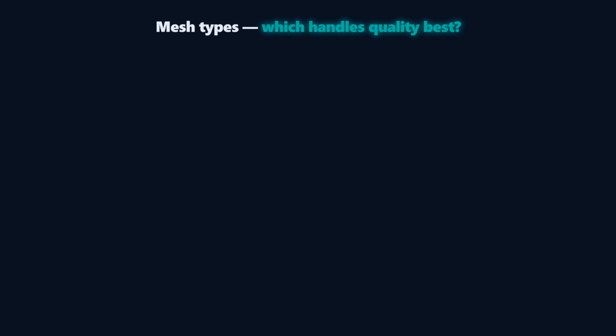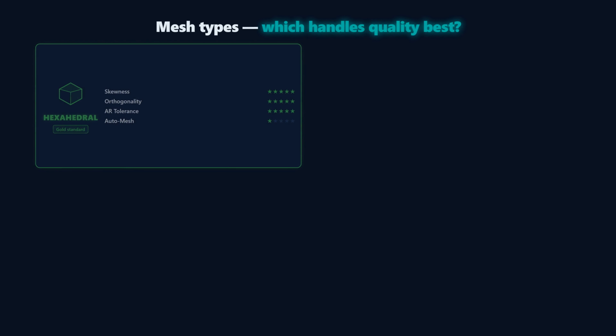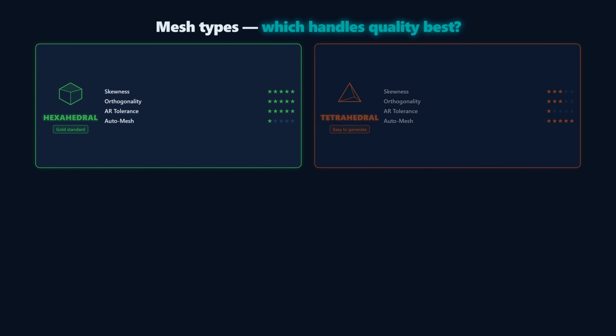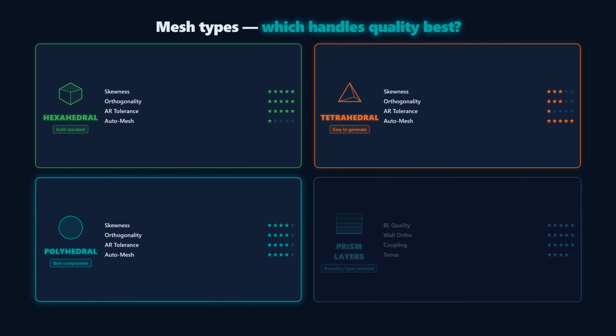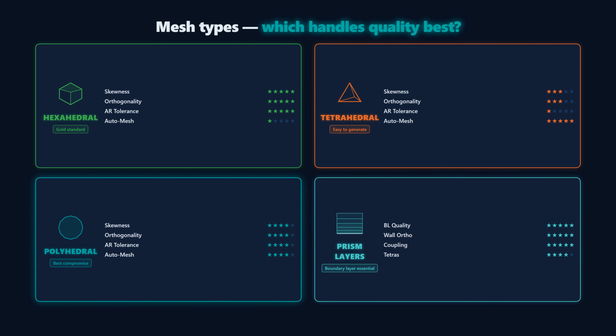Not all cell types handle quality equally. Hexahedral meshes are the gold standard. Naturally low skewness, excellent orthogonality, and they can stretch to high aspect ratios without degrading. The catch? They are brutally difficult to generate for complex geometry. Tetrahedral meshes are the opposite, automatic generation for any shape, but they cannot be stretched without destroying the skewness. They need 5 to 10 times more cells for equivalent accuracy, and they introduce more numerical diffusion.